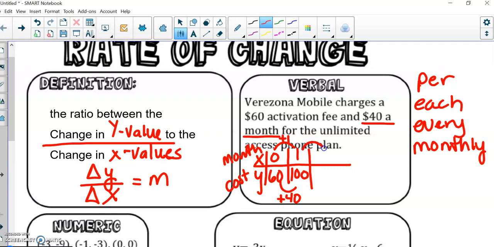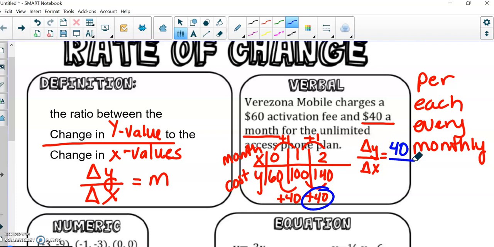Next, we're going to add another month to the plan so that we are at 2 months, and every month we are adding that $40 for the access. This could continue for however long you have the plan. So now we're going to look at our rate of change, which we represent by delta y over delta x. Delta y means the change in y. The change in y is whatever we are adding or subtracting from that y value. So it's 40 in this case.